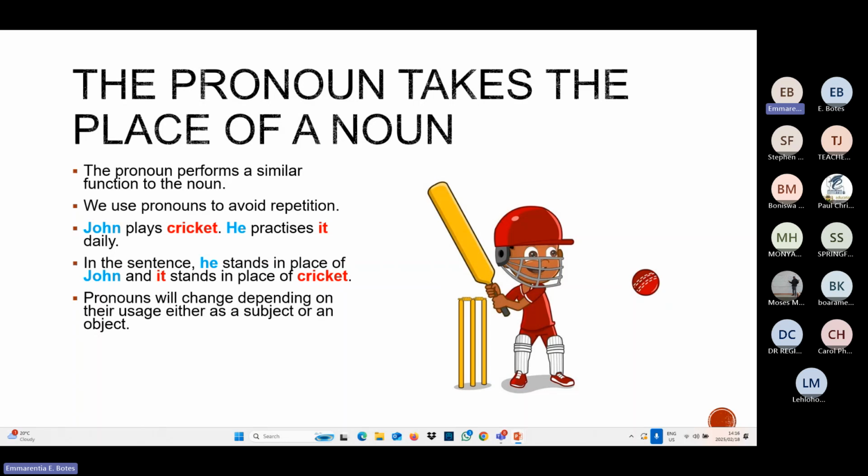Now, pronouns will also change depending on their usage, either as a subject or an object. The following sentence is an example: she motivated him before the cricket match. So she will be the subject and him will be the object, both pronouns. You could have also said, for example, Mary motivated John before the cricket match.